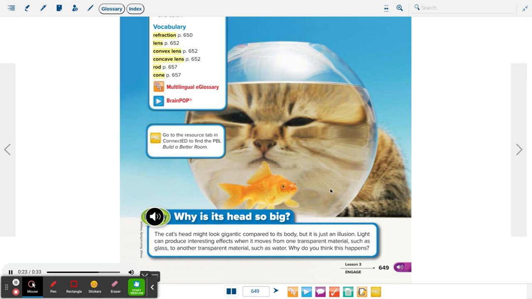Vocabulary. Refraction. Lens. Convex lens. Concave lens. Rod. Cone.